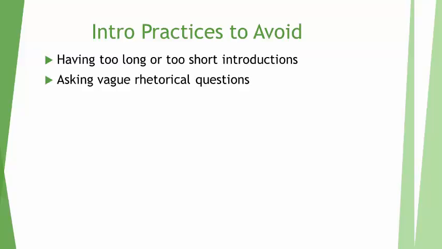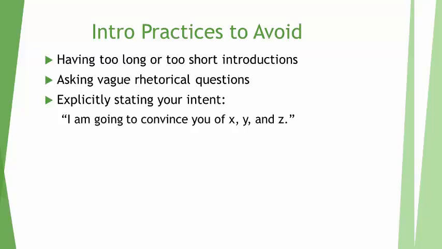Asking vague rhetorical questions is something else that should be avoided. Explicitly stating your intent doesn't intrigue your reader to keep reading, saying things like, I'm going to convince you of X, Y, and Z, or in this essay, I will talk about X. Not very intriguing here. You don't have to obviously state what your intent is because they will read on into the paragraphs which will discuss what X, Y, and Z are in further length.